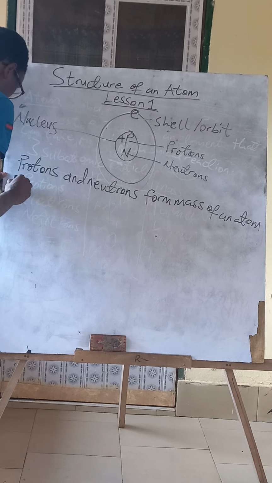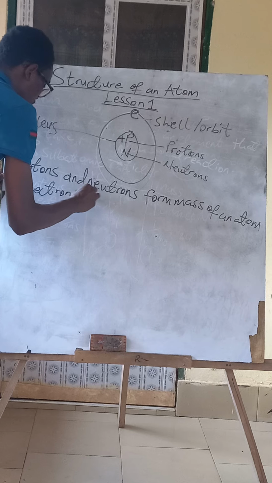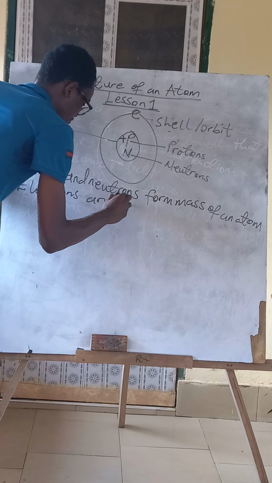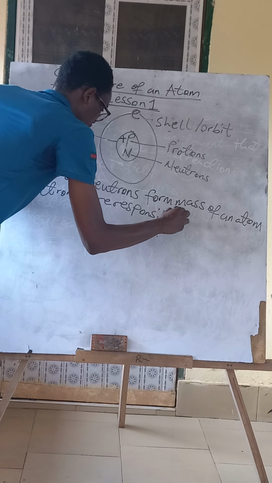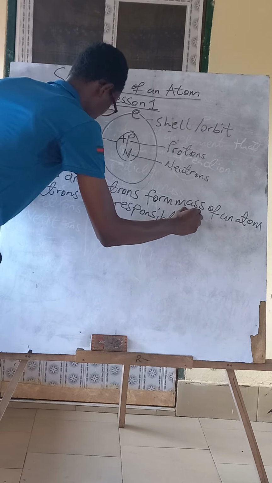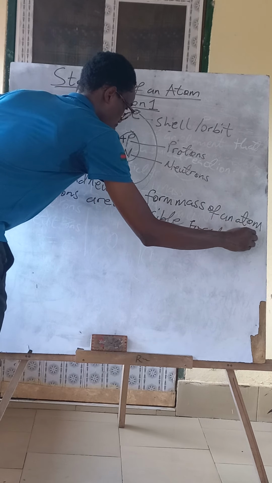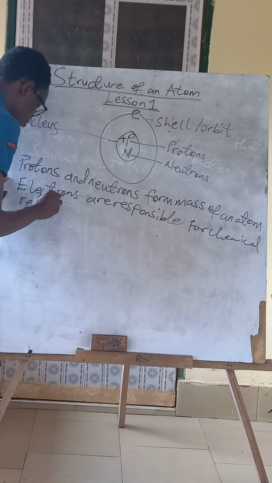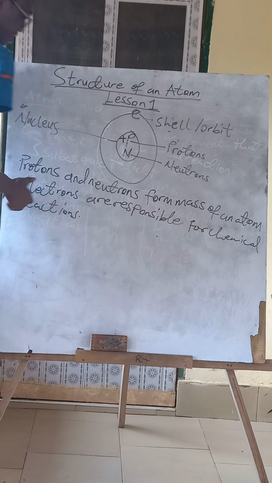And the electrons are responsible for chemical reactions. The electrons of an atom are responsible for chemical reactions, and the protons and the neutrons form the mass of every atom.